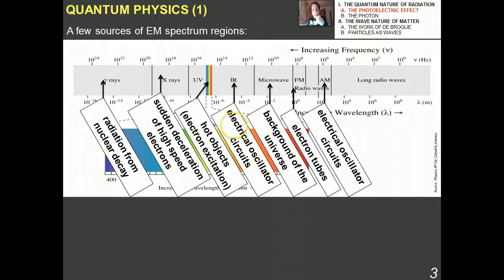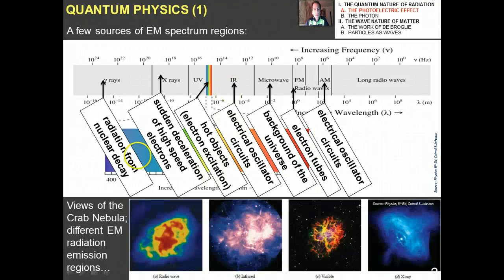An example would be an electrical oscillator circuit, or maybe hot objects. Also, hot objects emit in the visible part of the spectrum, and that's, of course, electron excitation. An example of X-rays would be deceleration of high-speed electrons, and gamma rays can come from nuclear decay. These are not the only sources for these particular regions of the spectrum, but it gives you a taste of where they come from.